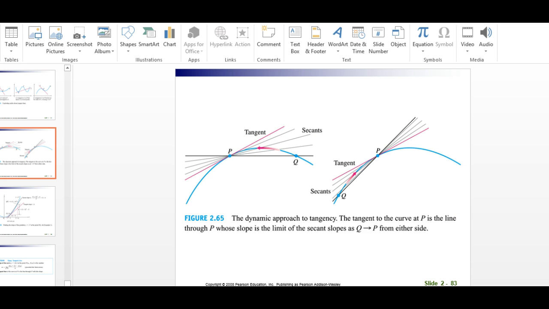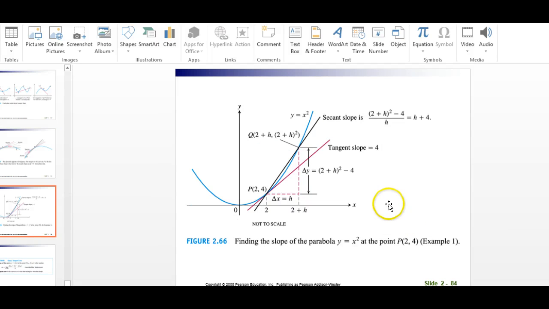So let's look at an example. Here we have taken a very familiar curve, okay? The curve is y equals x squared, the parabola, right? And we want to find the slope of the tangent line. Can you see the tangent line? At what point? At x equals 2. So at x equals 2, can you see? I put x equals 2, come up here. The purple line is a tangent line.